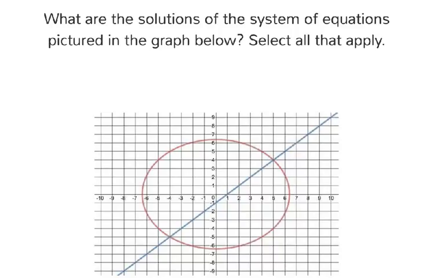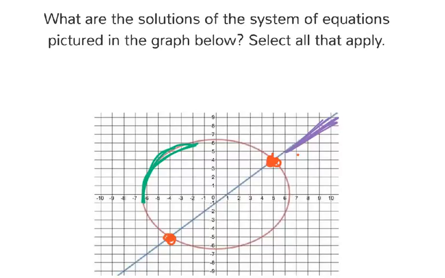What are the solutions of the system of equations pictured in the graph below? Select all that apply. So we have a linear equation that we see over here, and then we actually have an equation for an ellipse that you see over here. And to find the solution to the system of equations, we're looking for where the two graphs intersect. And you can see right off the bat there are 2 points at which they intersect.